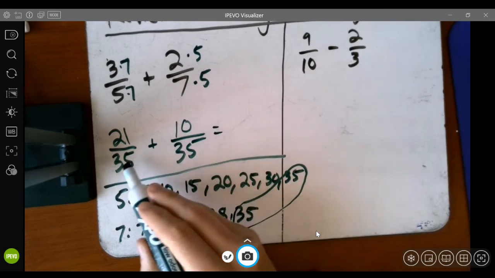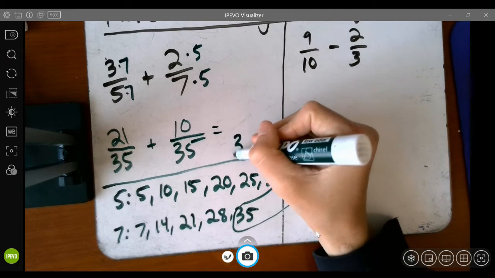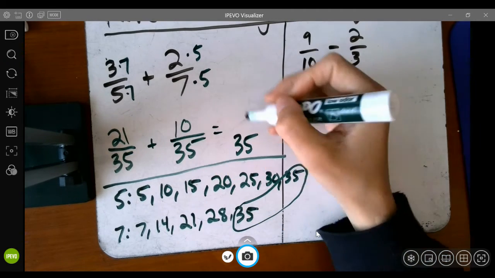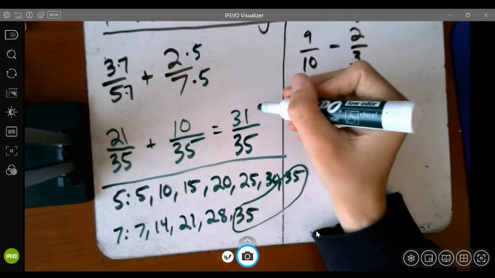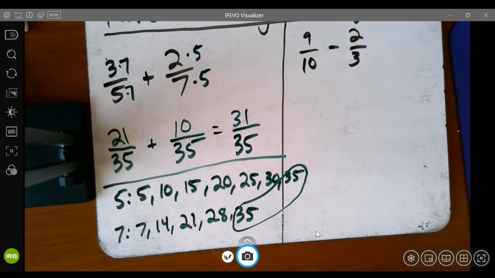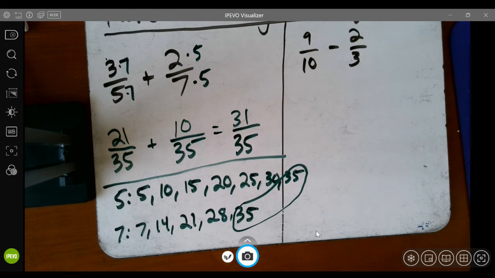And so then once we have the same denominator, we keep the denominator and add the numerators. Our final answer is 31 over 35. And then 31 35ths is already in simplest form because 31 and 35 do not have any common factors, because 31 is a prime number. Its only factors are 1 and 31.